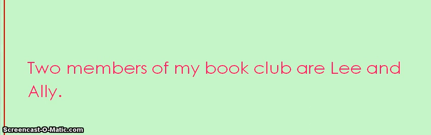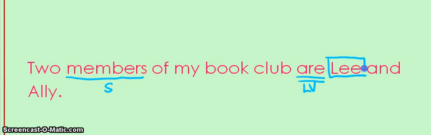Two members of my book club are Lee and Allie. Well, in this sentence, the subject is members. The verb is "are." So let's double underline "are." And now we have to ask ourselves, what are the two members of my book club, or whom are the two members of my book club? The two members of my book club are Lee and Allie. These are both predicate nouns.